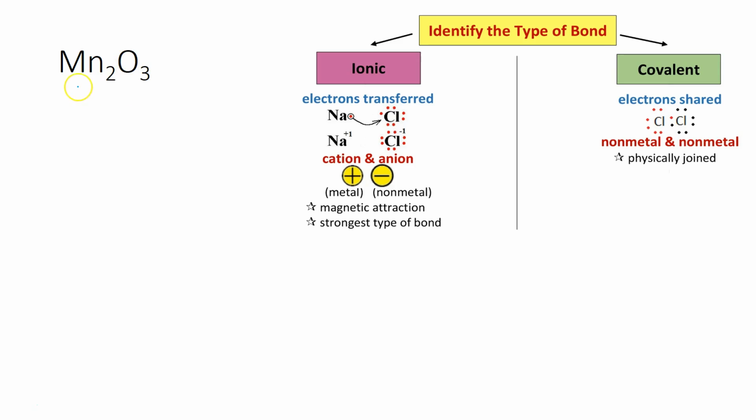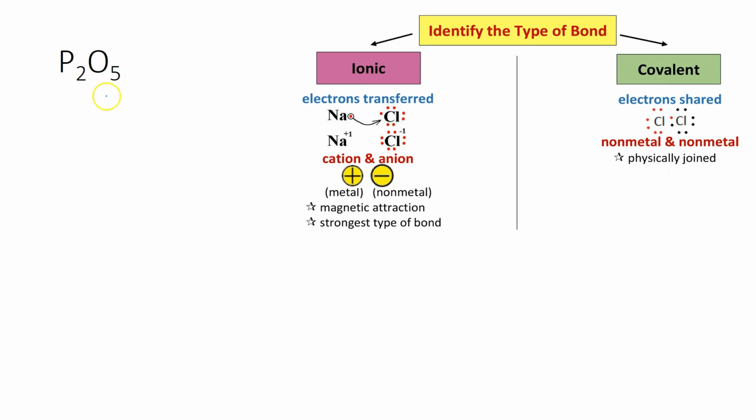Mn2O3. Again, I'm going to ask you to look these elements up on the periodic table. All right, we see manganese. Manganese is a metal. Specifically, it's a transition metal. Oxygen is a nonmetal. So once again, we have this metal-nonmetal relationship. So the final answer here is that this is going to be ionic. If we named this, we would need a Roman numeral for the metal because it's a transition metal.